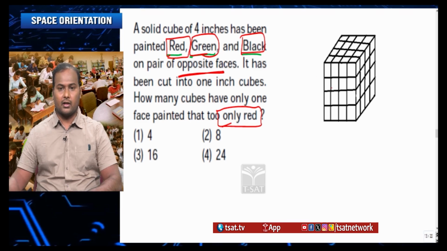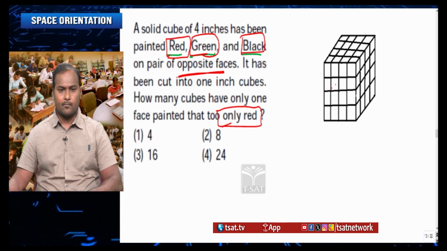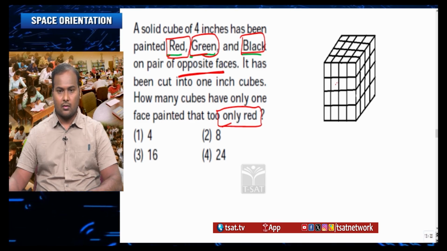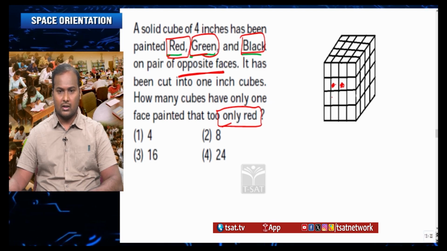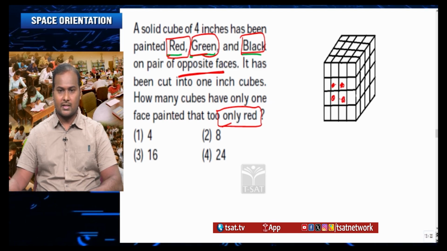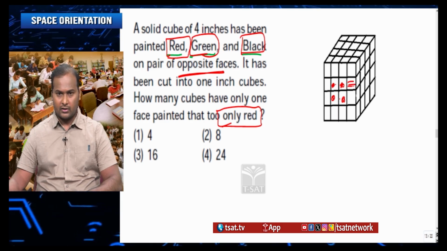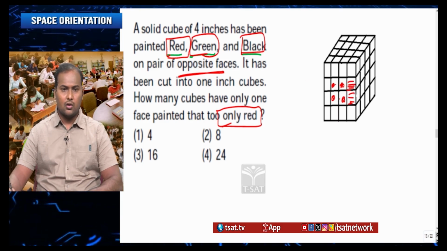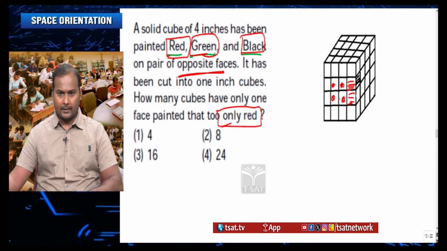So imagine I am taking red here, front and back. Red is painted front and back. He is asking only red. For example, see here, this is red and this is red, this is red. This is only one side painted. But if you take this one, it will become 2 colors. On edges, how many colors are possible? 2 colors are possible. Means this will be red and some other color, black.